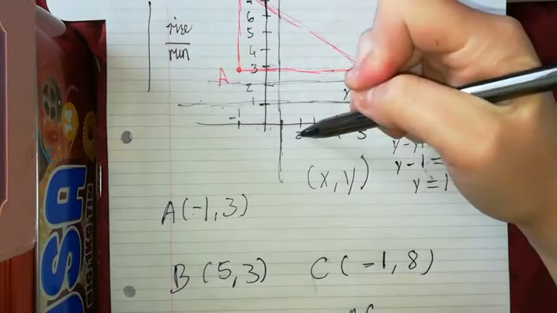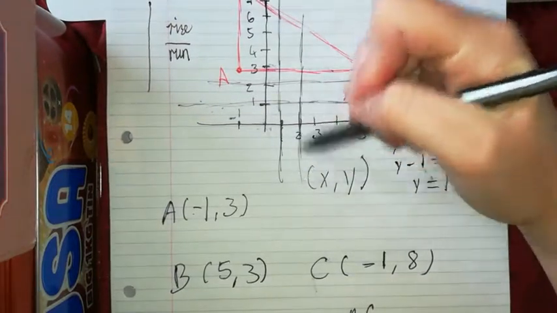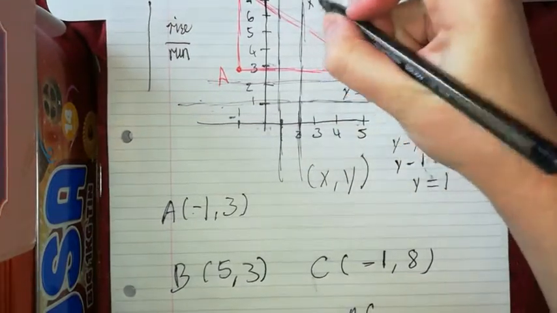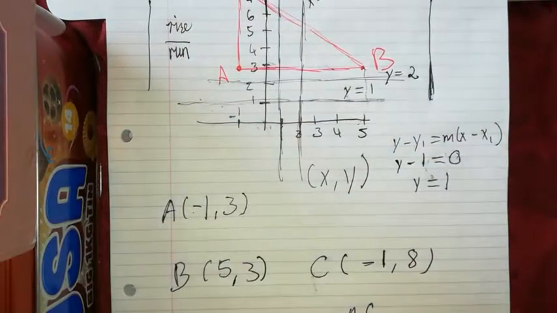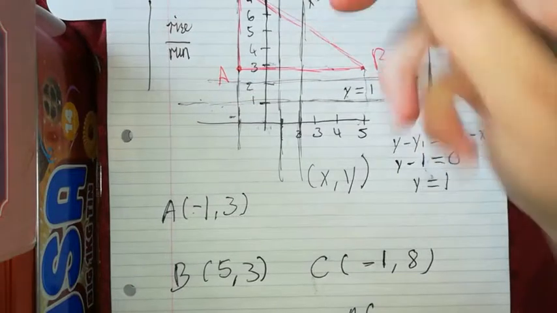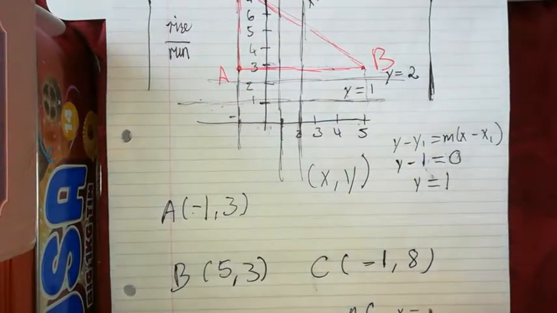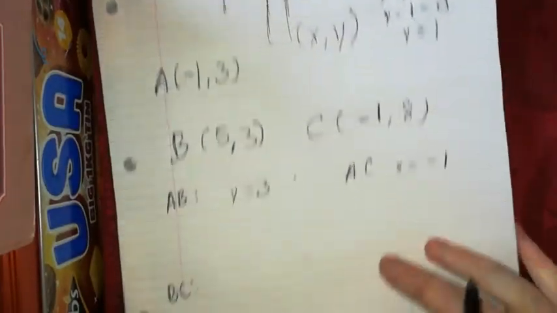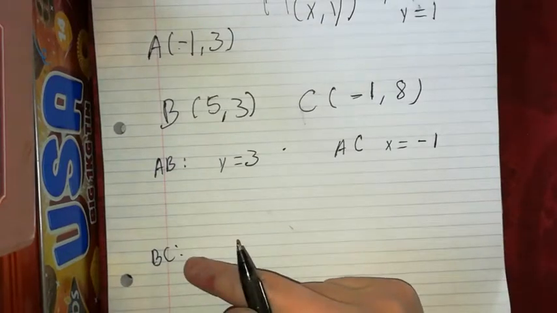If we have a vertical line that goes through just 2 on the x-axis, it's going to be x is equal to 2. So AC is a vertical line and it's going through the point -1. So it's going to be x is equal to -1. And then we're asked to get the equation of BC.